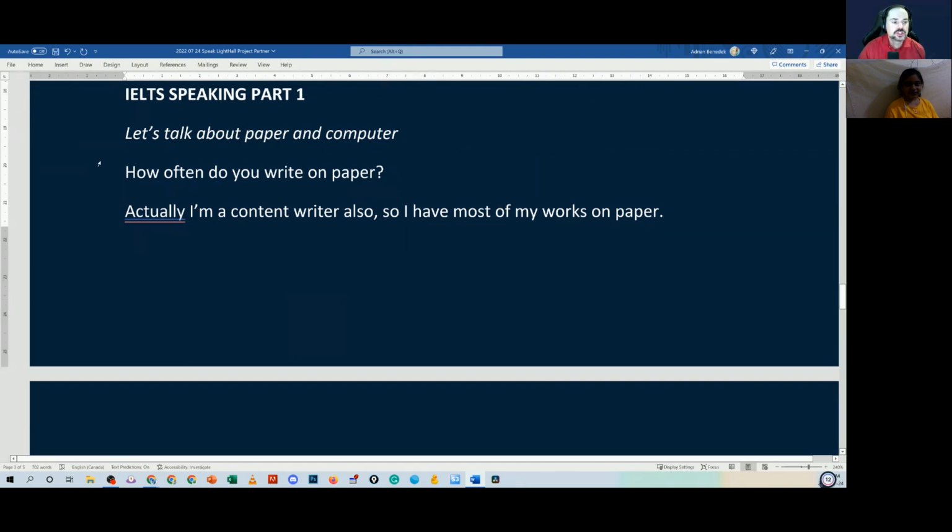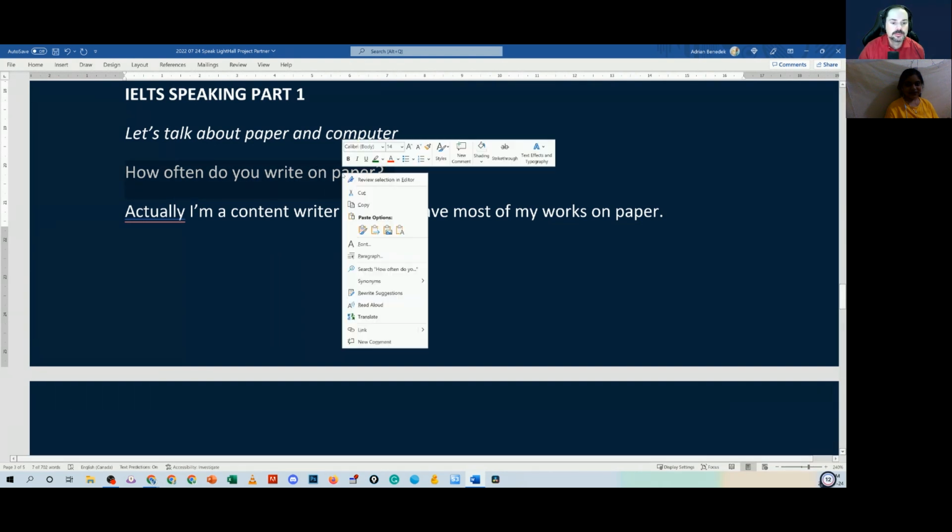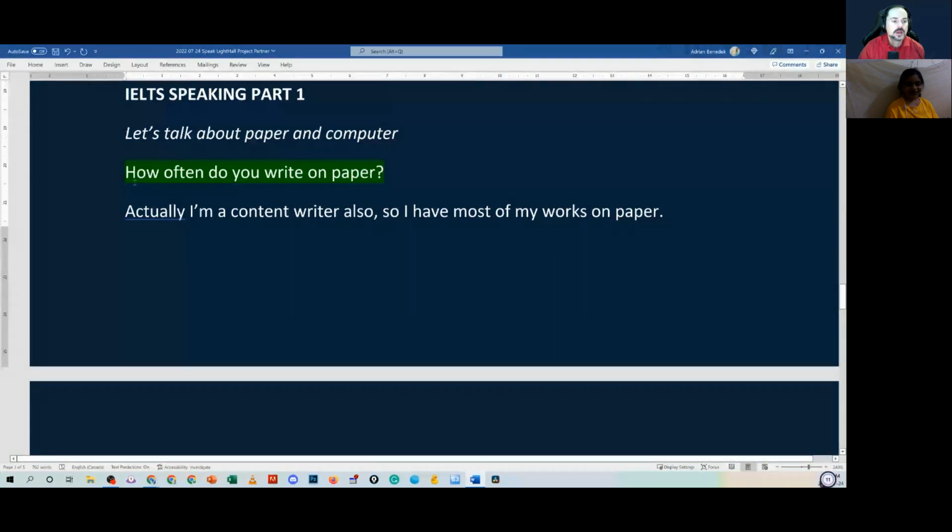Okay, so this first question is, how often do you write on paper? So what is the target of this question, Roshni? And other people in the chat can also answer this for us. What kind of information is the examiner looking for here? I think the examiner wants to know how often I am on paper, like I'm busy on paper, focusing on writing things and all.